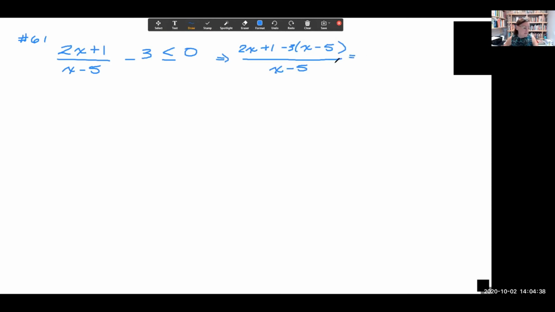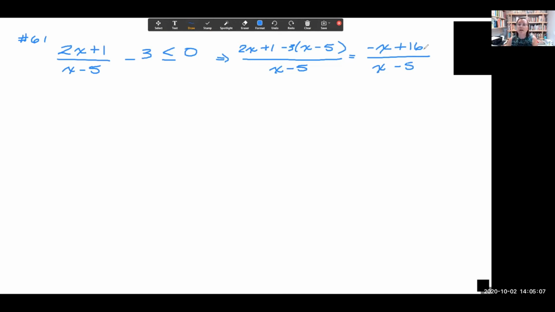And then that kind of simplifies out. I'm going to get a 2x minus a 3x. I'm going to get a negative x, and I'm going to get 1 minus, that's going to be a plus. So it's going to be 15, positive 15 plus 1 plus 16, okay, over x minus 5, okay?